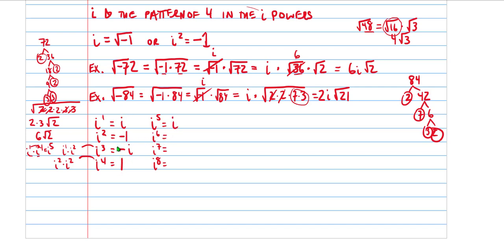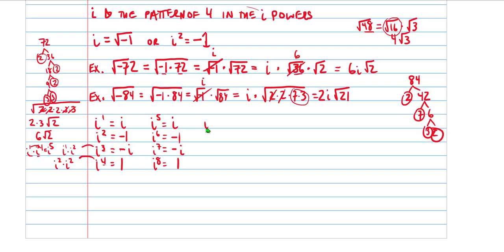I to the 6th, we could think of most easily as I to the 4th times I squared. That is 1 times -1, so we get -1. I to the 7th, we could think of as multiplying these two together, right? I to the 4th times I to the 3rd will give us I to the 7th. Well, that is 1 times -I. 1 times -I is -I. And then I to the 8th can be thought of as I to the 4th times I to the 4th, so we're back at 1.